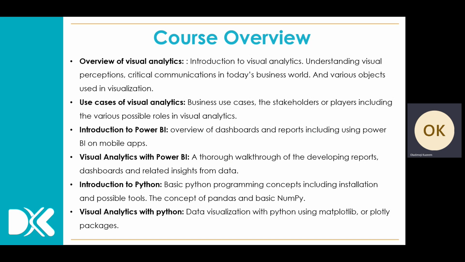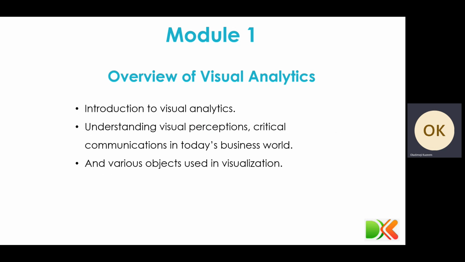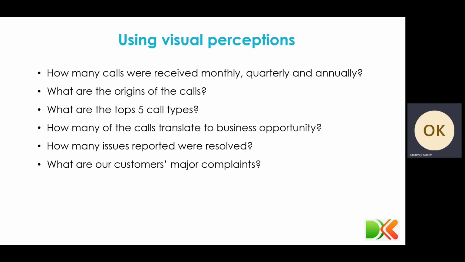Now, this implies the whole course is divided into 6 modules. We shall be looking at them one module at a time. The first module talks about an overview of visual analytics. What is it all about? What do we mean by understanding visual perceptions? How do we communicate visual insights to the business world? And what are the objects of use?